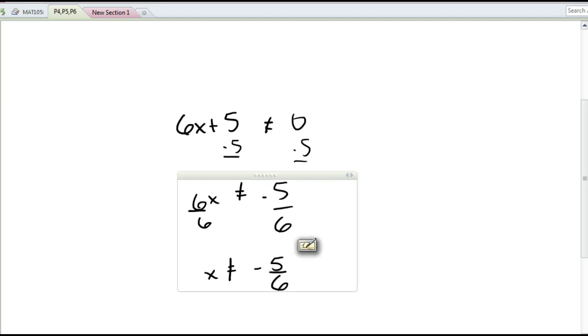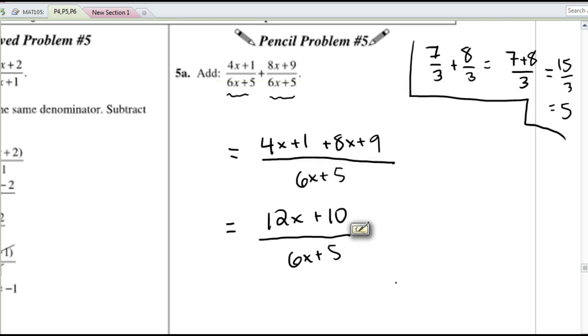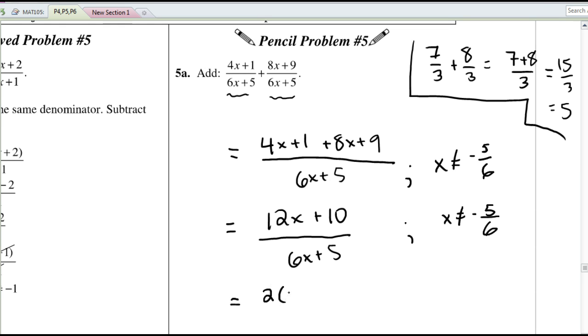So let's go back to this problem and remember that we don't want x to be equal to negative 5 over 6. And then you could stop here, but you'd be a little early because on the top we still have a GCF, so things might simplify.